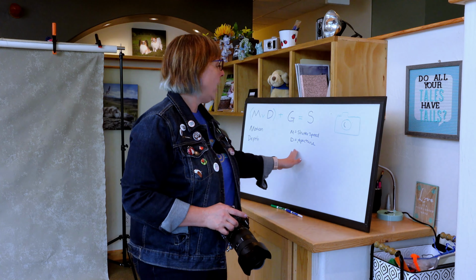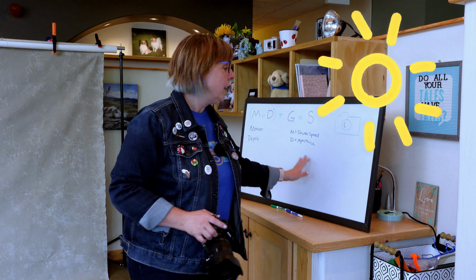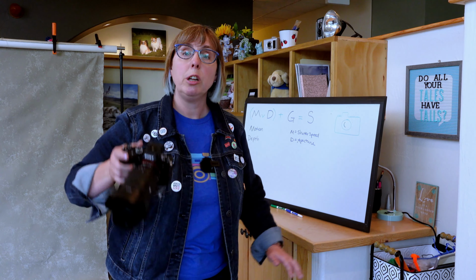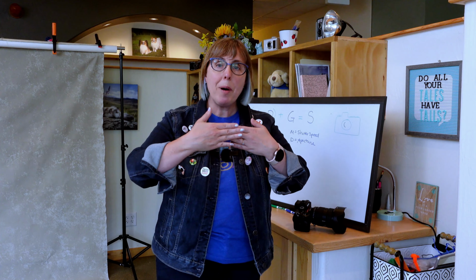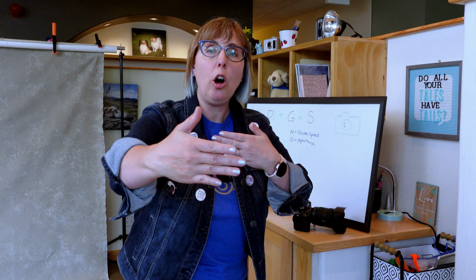So let's say you have a nice bright sunny day again, your aperture is 4.0, well, your shutter speed's probably going to be pretty high, so you can balance that out, okay? I'm going to give you the third setting here in a second. This will make more sense. So depth is how much of the foreground all the way to the background you want in focus, and your aperture will help you with that.